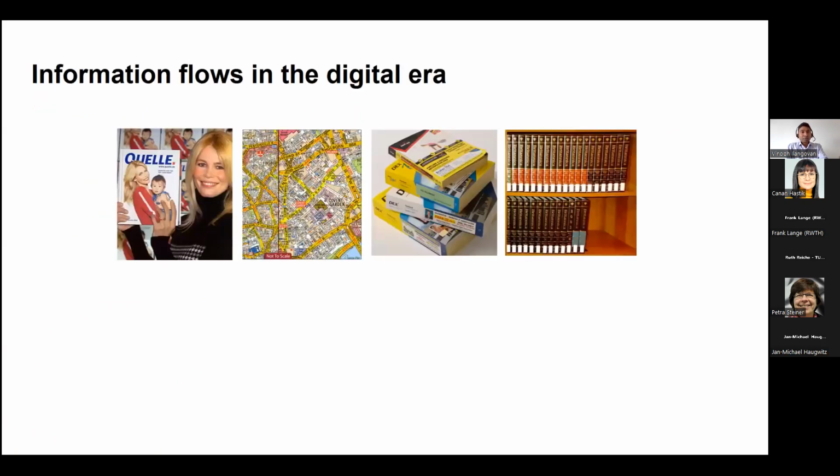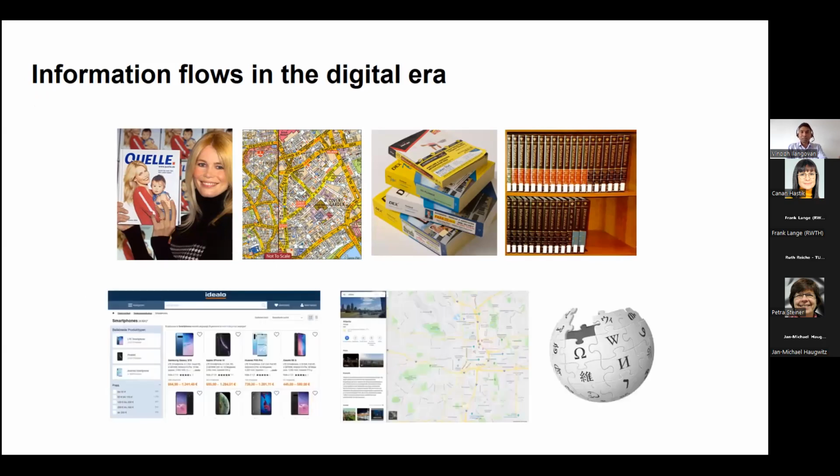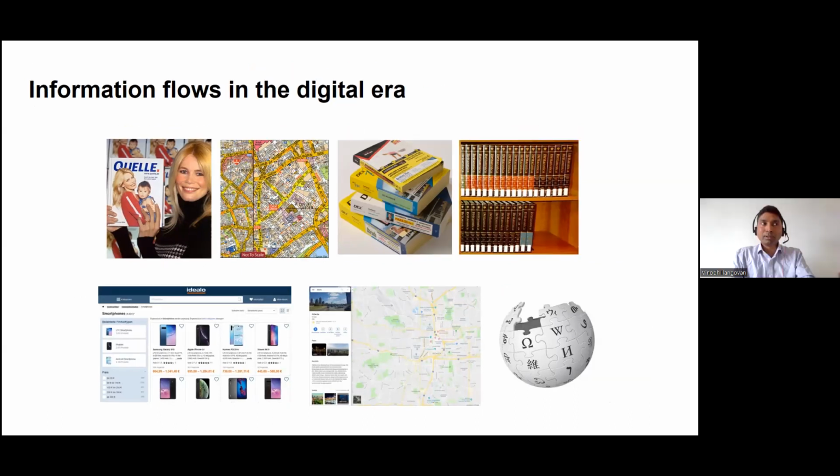A couple of decades ago, information flows used to be in mail order catalogs, printed maps, encyclopedias, and so on. These days, we do not use them. Instead, we have digital alternatives, such as digital maps and digital encyclopedias. When we think of how this information flow is affecting us in everyday life, there are a lot of changes.